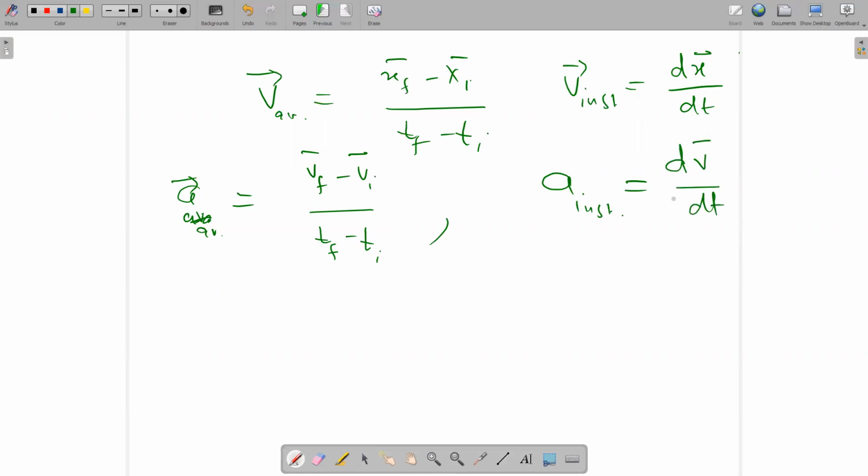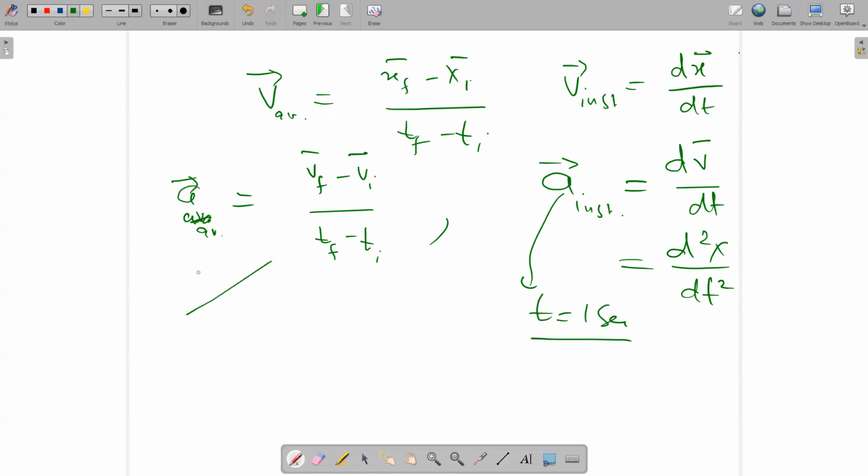Here dx over dt, here dv over dt. And this dv over dt, you can write d2x over dt square. The double derivative of the displacement is also called acceleration. And this acceleration will be instantaneous acceleration. So instantaneous acceleration means you are finding the acceleration at one particular time. But average acceleration means you are finding the acceleration with 2 times, ti and tf. So this is the concept which I want to give you.